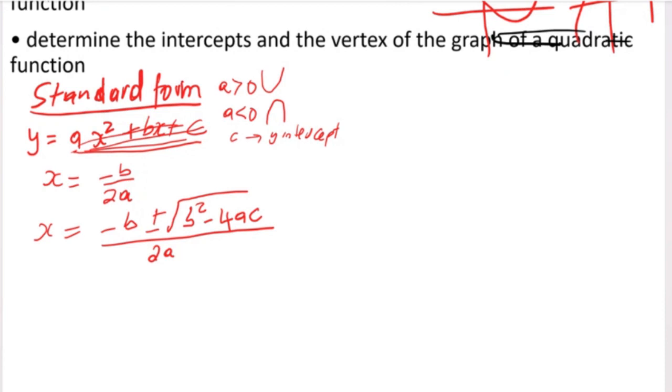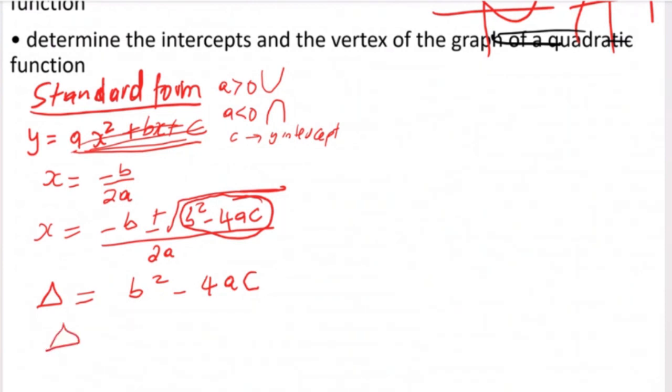And then what else does this suggest? When you look inside your radical sign, there's this formula. We call this formula the discriminant. The discriminant is equal to b squared minus 4ac. So what does the discriminant tell you? It tells you how many solutions you are going to have. Are you going to have real solutions or no solutions at all?